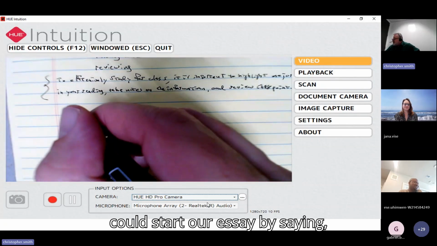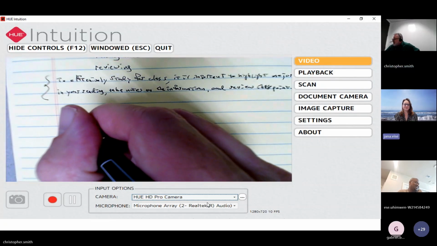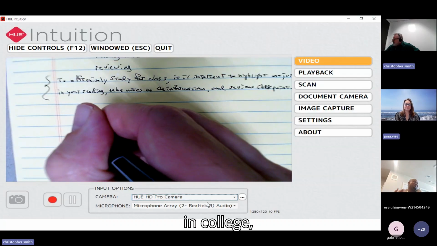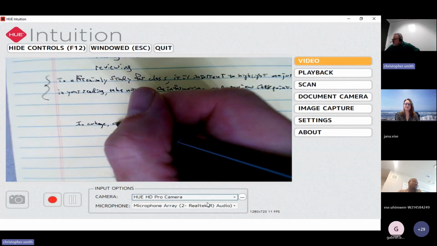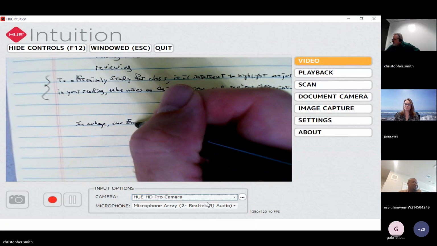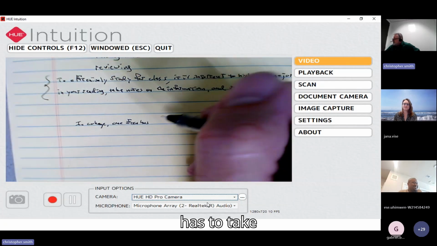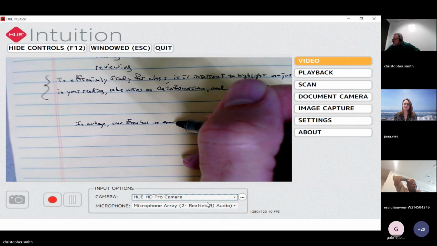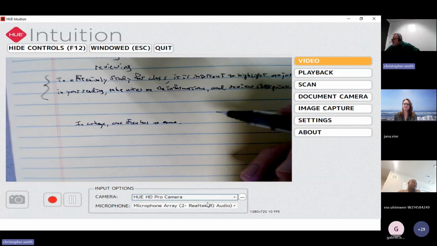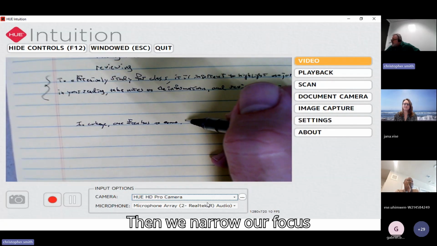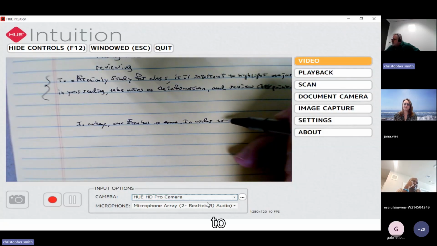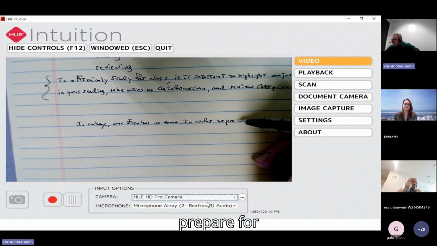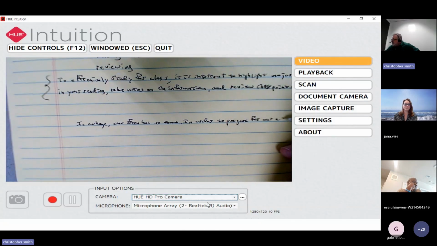We could start our essay by saying, in college, one often has to take exams. Then we narrow our focus in order to prepare for our exams.